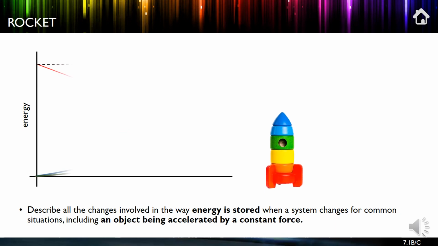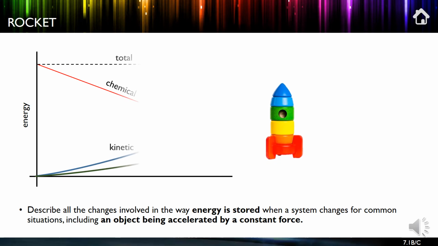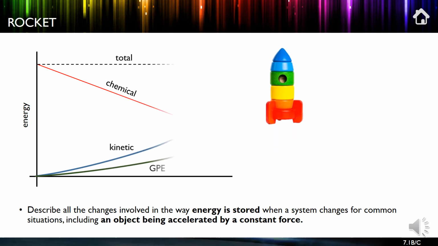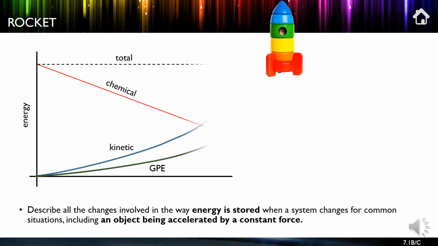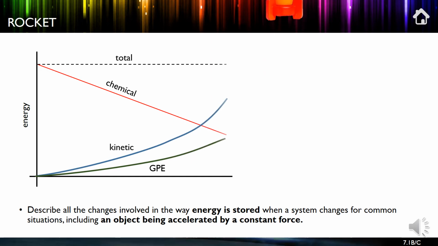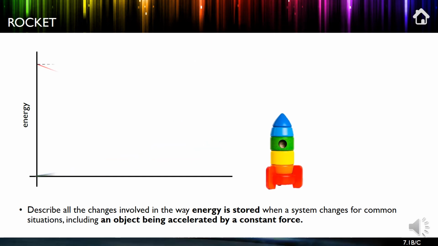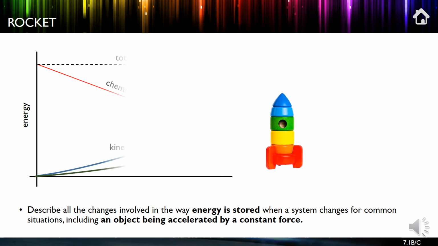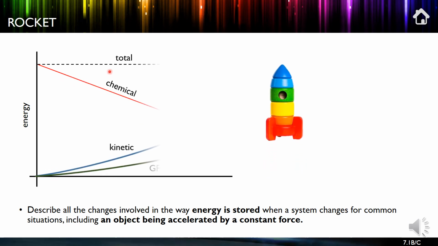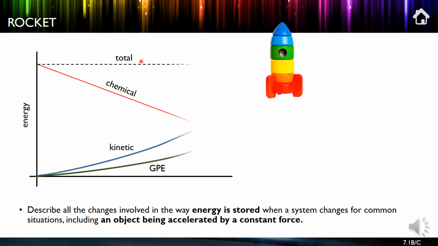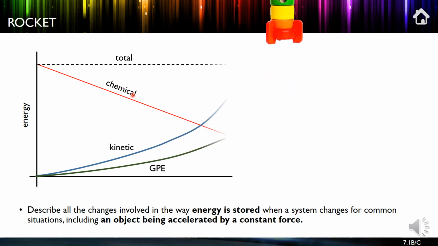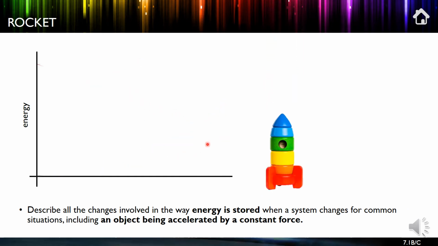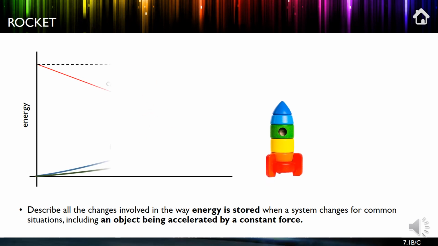So here, a slightly more complicated situation. We've got chemical energy that starts off in our little rocket here, and it's getting faster and faster. So its kinetic energy is increasing more and more, and its gravitational potential energy is also increasing. A little bit more complicated, but the total will always remain the same. All the chemical energy gets converted into either of these. And if we add them up, we should see that they always equal the top dotted line.